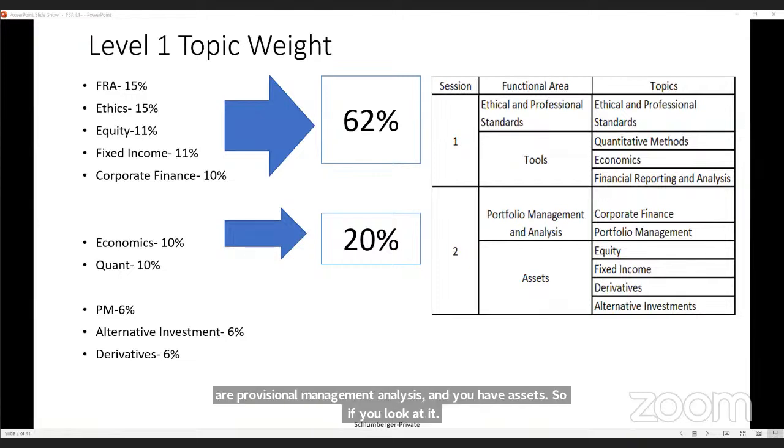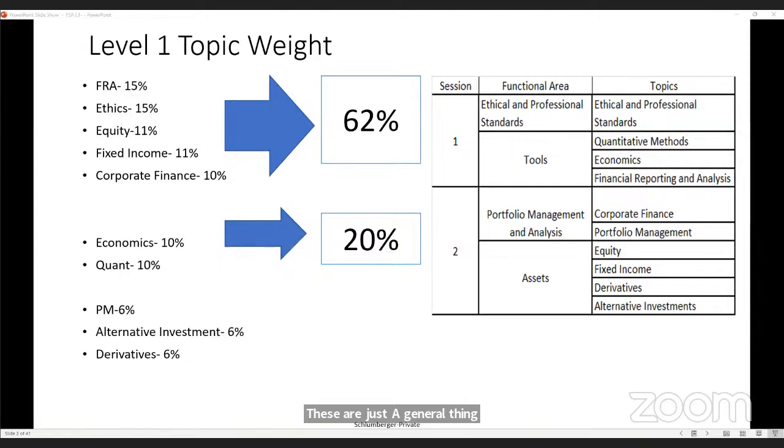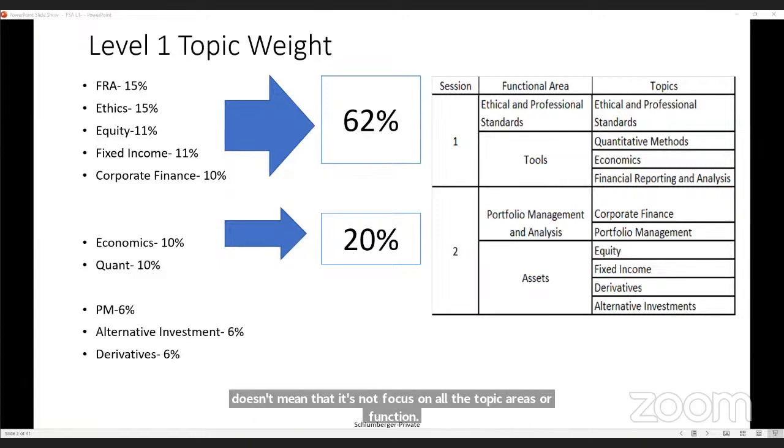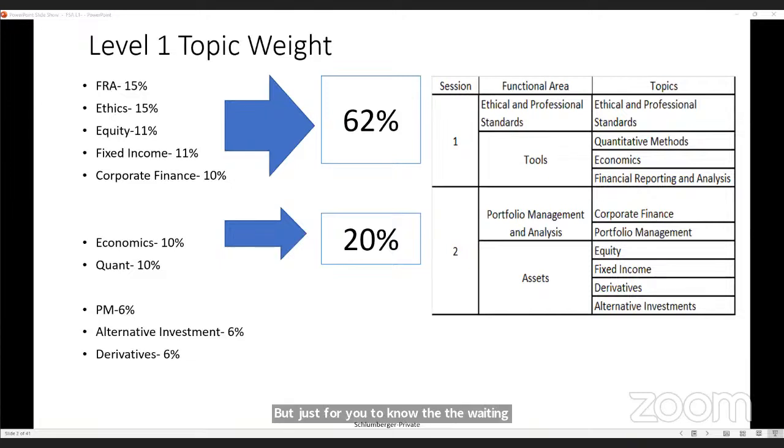If you check FRA, equity, ethics, fixed income, corporate finance, they carry a lot of weight, about 60%, and your economics is about 20. This doesn't mean you should not focus on all the topic areas or functional areas, but just for you to know the weighting. These are like a band. It can move up and down, but on average, this is how it is.